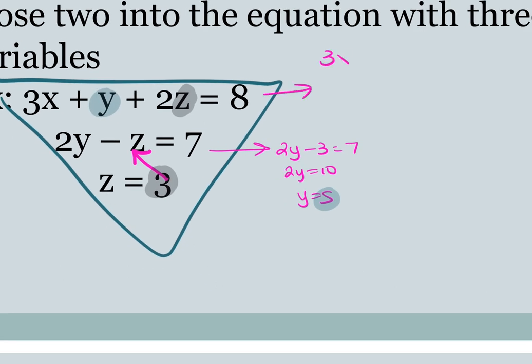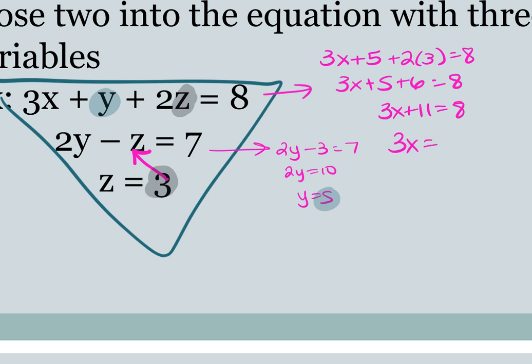And I get 3x plus 5 plus 2 times 3 equals 8. 3x plus 5 plus 6 equals 8. 3x plus 11 equals 8. 3x equals negative 3, and x equals negative 1. So my answers are going in order: x, y, z.